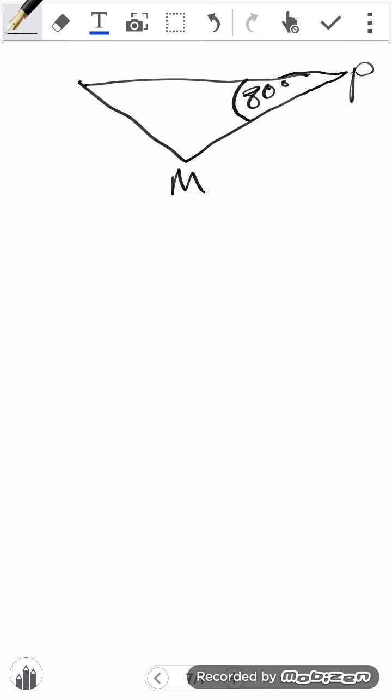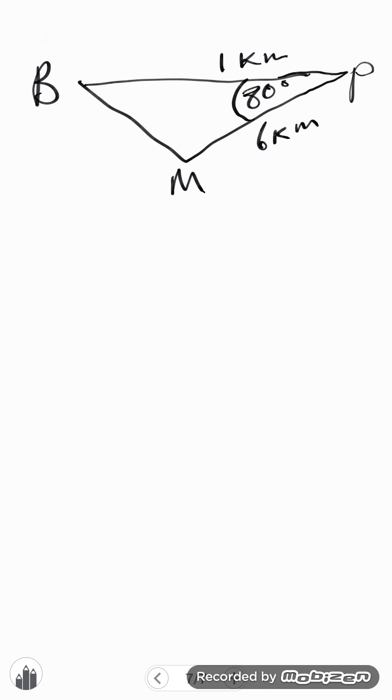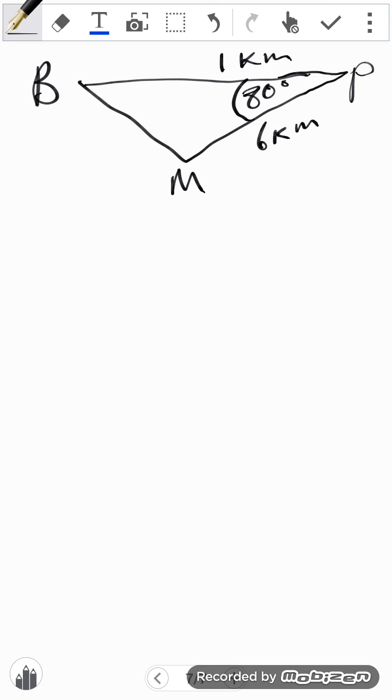So I want you to pause this video and try and find the formula. So you have 80 degrees, you have M, P, and B. So you also have 6 kilometers and 1 kilometer. Let's try and find the formula. You can pause the video and try. Alright, so most of you have attempted this question, and the rest haven't, but it would have been best if you tried on your own by pausing the video.